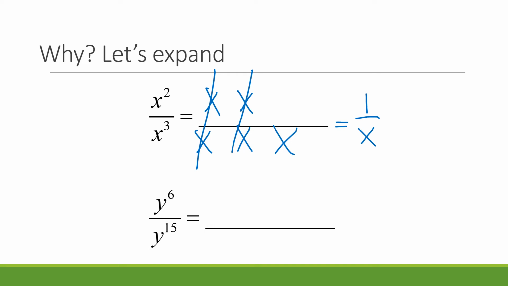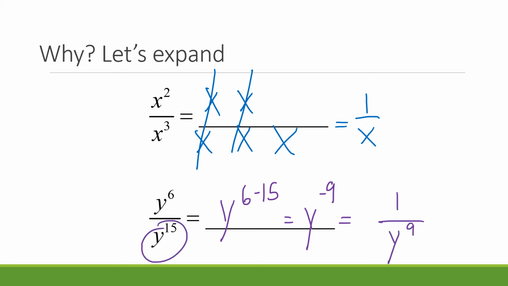Let's say you straight subtract from the top. That would mean y is my base. 6 minus 15 is my exponents. That would be y equals negative 9. We don't keep negative exponents, and I know the bigger one was on bottom, so that 9 can get kicked to the bottom.